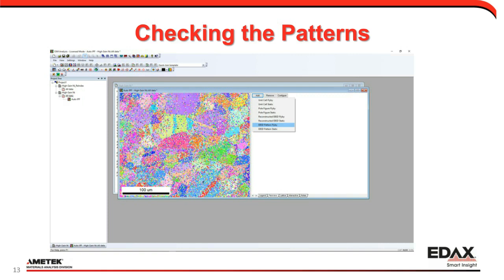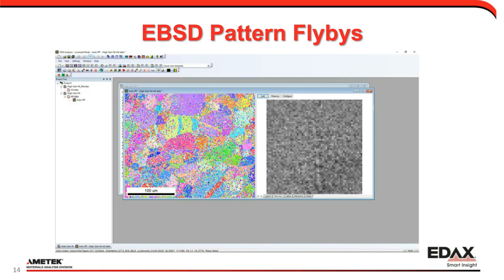I go ahead and click on Add, click on EBSD pattern flyby, and add the window there. What I'm able to do now is look at the patterns. They just pop up as I mouse over. That's going to be one of the main differences between the flybys versus the statics. The flybys follow my mouse, so as I mouse over an area, I am able to see the patterns in that area.